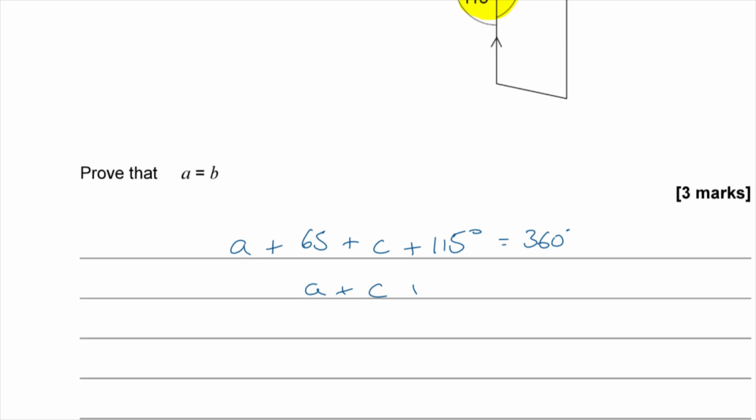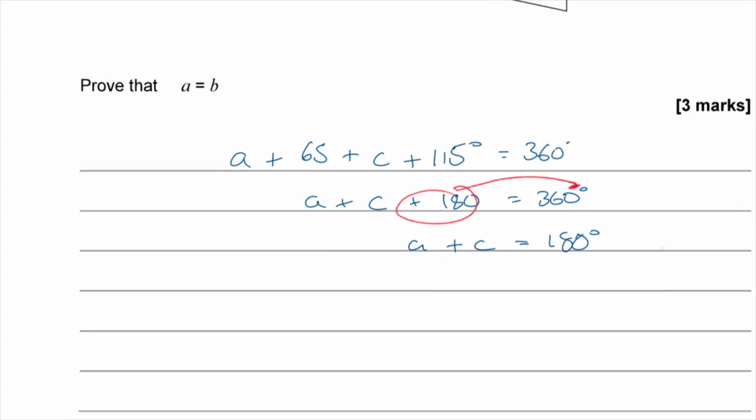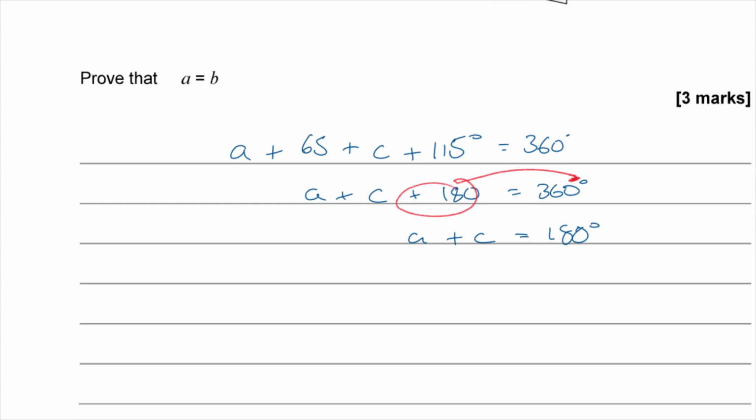A plus C plus 65 plus 115, that's 180, isn't it? So, taking that 180 over to the other side to simplify things a little bit, I'll get A plus C is equal to 360 take away 180, which is just 180 degrees. Okay, so that's my first equation.